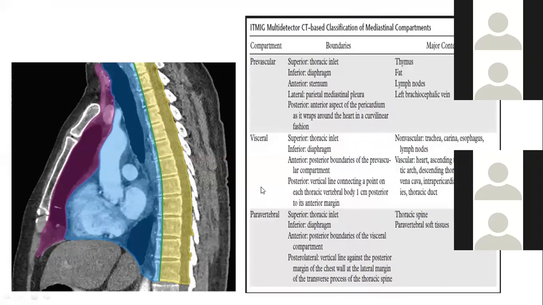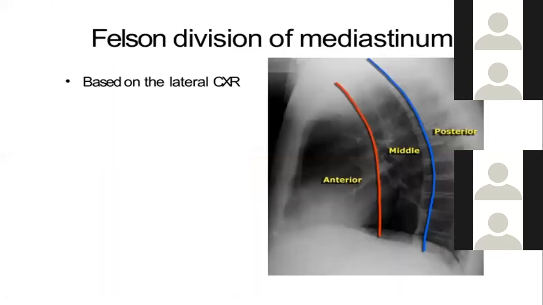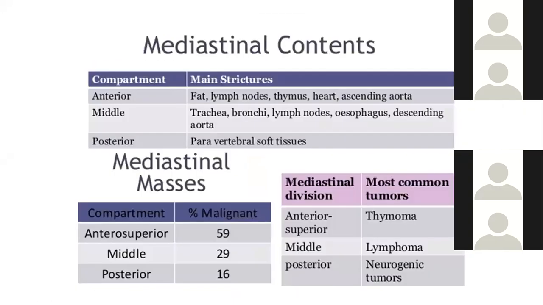So you need not remember this as of now, but it is better we know that this exists. So stick to Felson's classification. The heart is in the anterior mediastinum according to this. So please remember this.